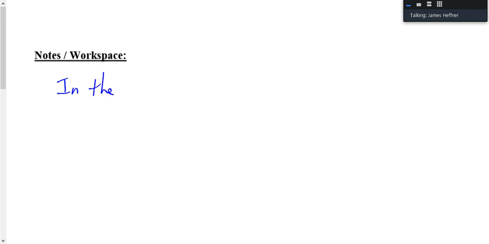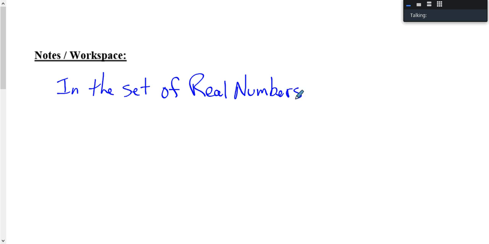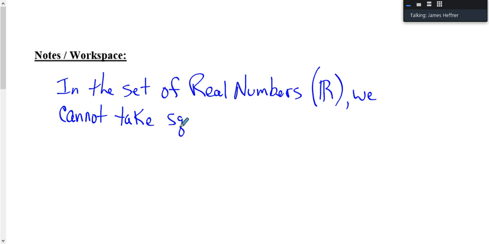In the set of real numbers, remember, the symbol for real numbers is this double-lined R thing, okay? We cannot take the square root of a negative number. Cannot take square root of negatives. Okay?